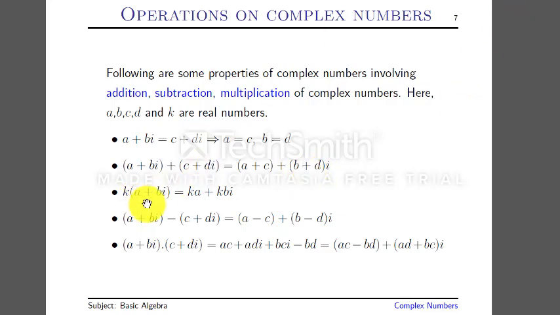Scalar multiplication of a complex number. Here K is a scalar, which is a real number, and the scalar is going to multiply with a complex number. Scalar multiplication of a complex number means the scalar will be multiplied with its real part, and the scalar will be multiplied with its imaginary part. So the new complex number which is obtained will have its real part as Ka and its imaginary part as Kb, which is a scalar multiplication of its original real part by K and the imaginary part by K.